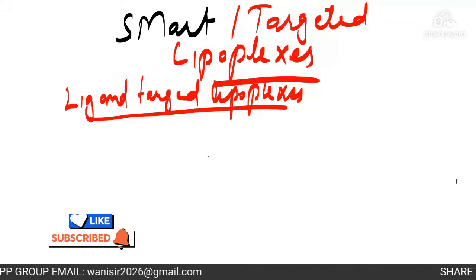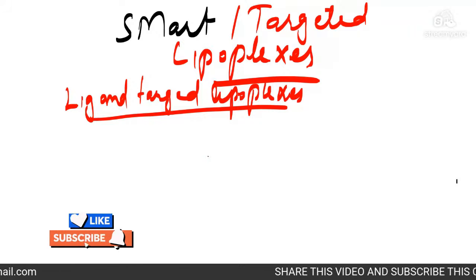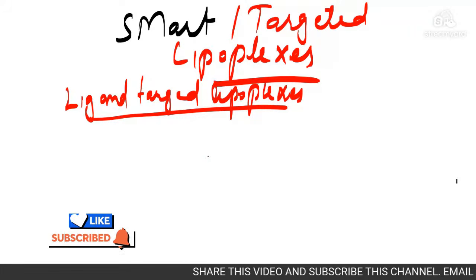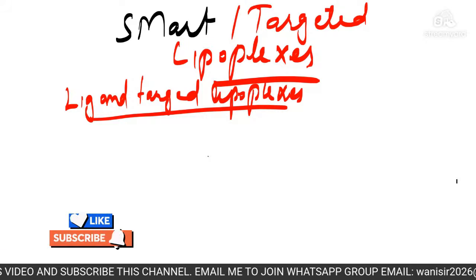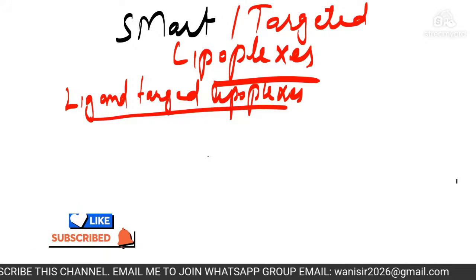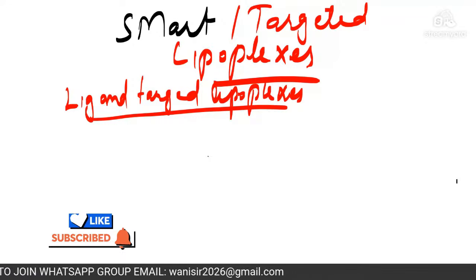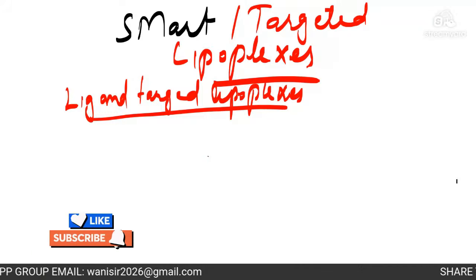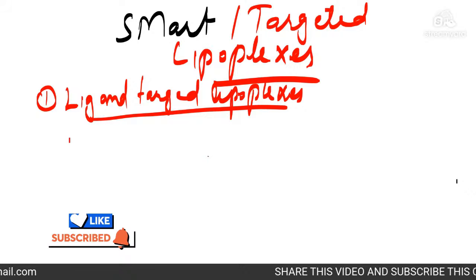So if we want to use antibodies or peptides or growth factors to reach the cell, ligand targeted liposomes can be designed, and they can be used in combination with electrophoresis. First is ligand targeted lipoplexes. Second is pegylated lipoplexes.